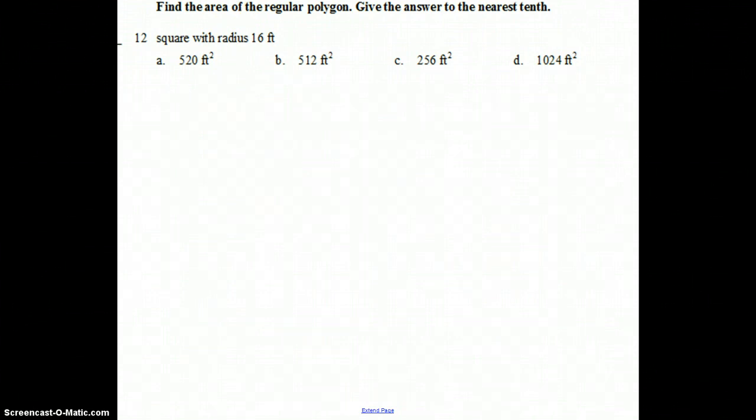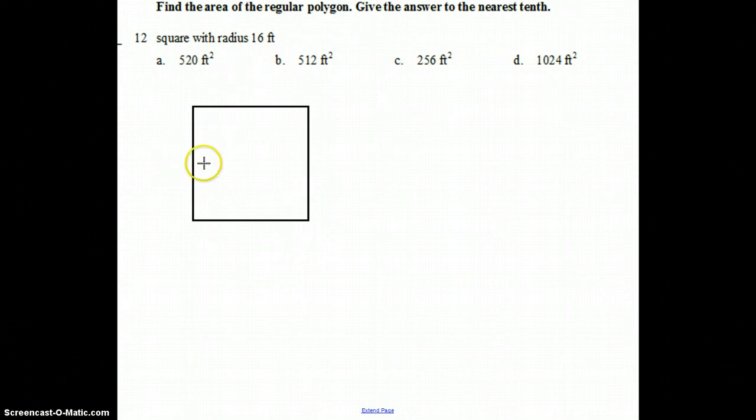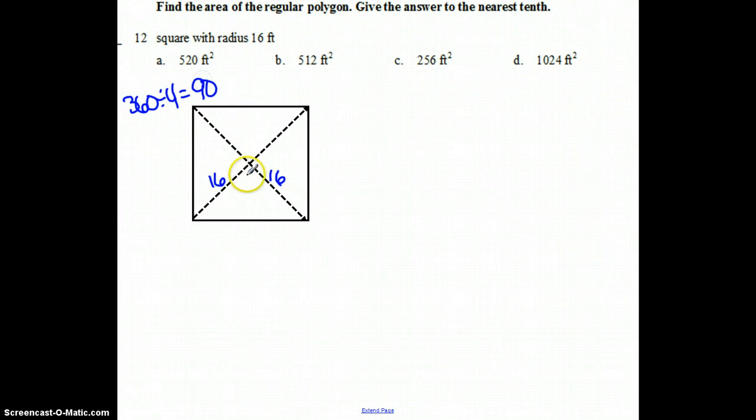Okay, now I have a square on this next one. Let's see, a square. I'm going to draw some lines here so you can see the radiuses. They tell us in this one that our radius is 16, so I know these are 16. I also know that if I want to find the central angle, it's going to be 90 for the whole thing, which means that if I drop this line right here, this is going to be 45 and 45.